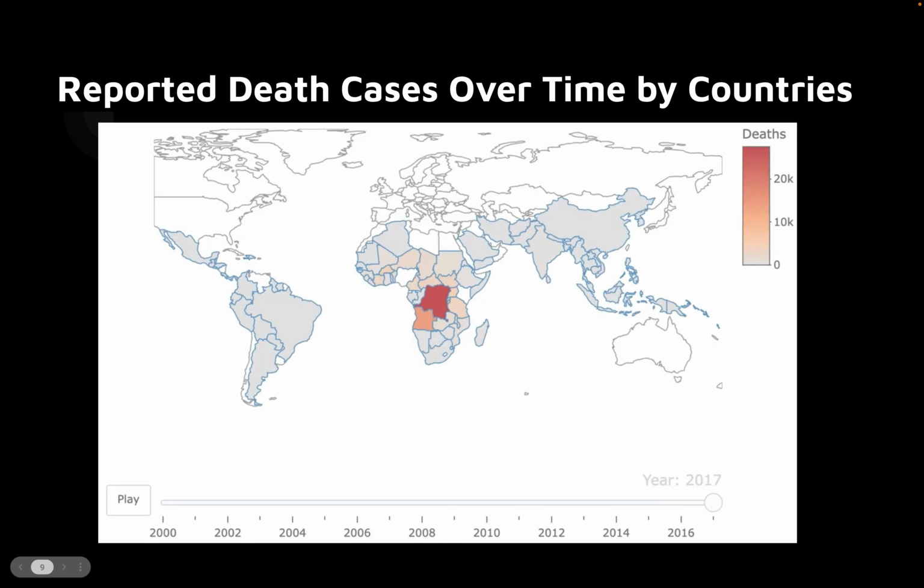As the animation progresses through time, we can observe how the burden of malaria shifts across regions, notably African countries like Democratic Republic of Congo and Nigeria constantly show the darkest shades, highlighting their persistent struggle with malaria mortality. This temporal and spatial visualization helps emphasize where intervention efforts have been or still need to be concentrated.